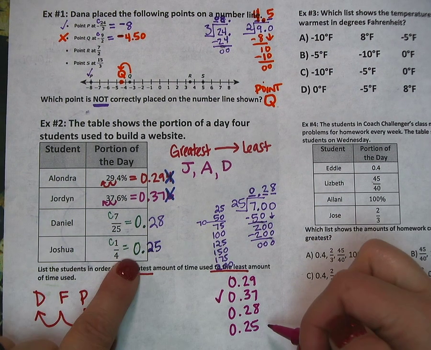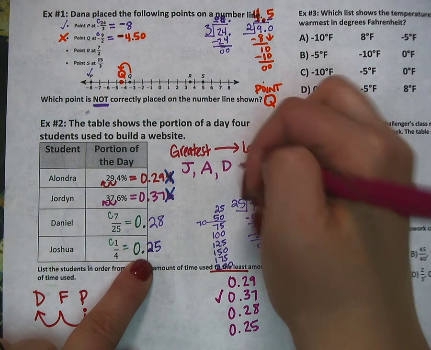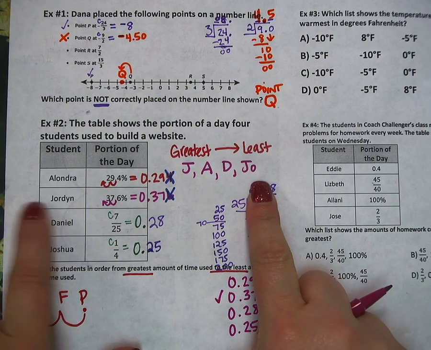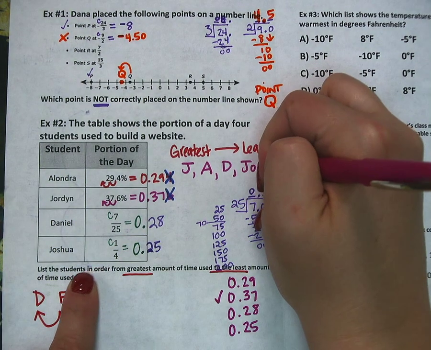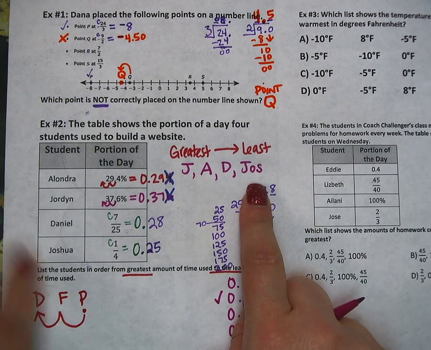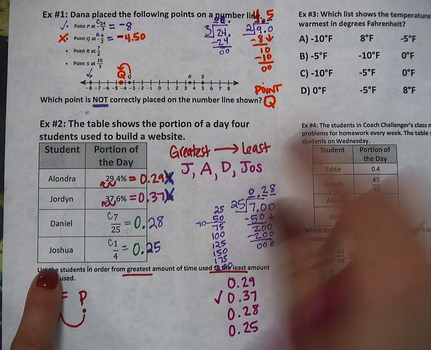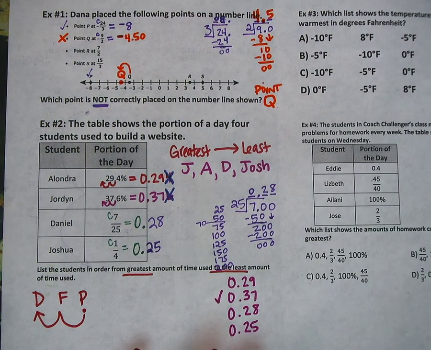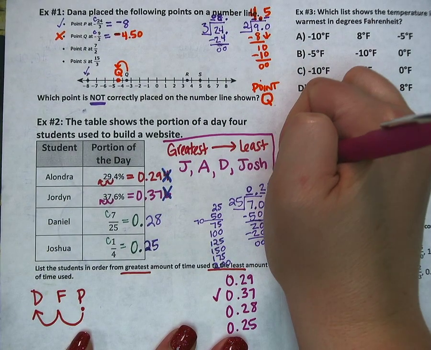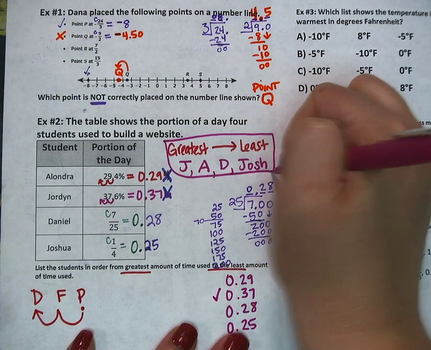And then the last one, the smallest amount, was Joshua. So I'm going to put a J-O for Joshua. Just so, oops, I guess I should put a J-O-S, because Jordan and Josh both start with J-O. So this is Jordan up here, and then Joshua, I'll end it with Josh. All right, and that is our order from greatest to least.